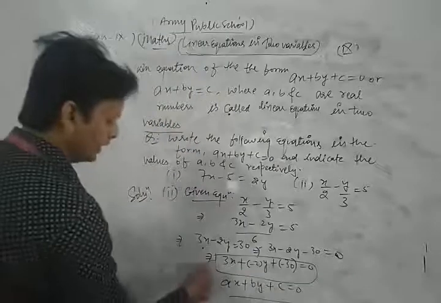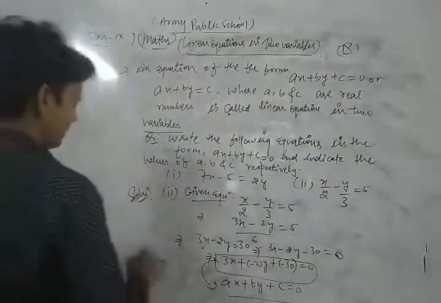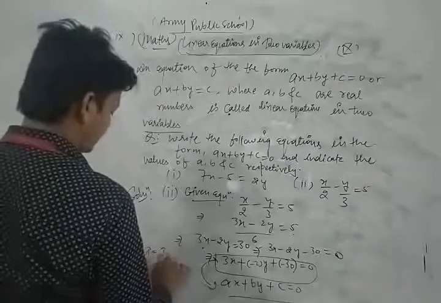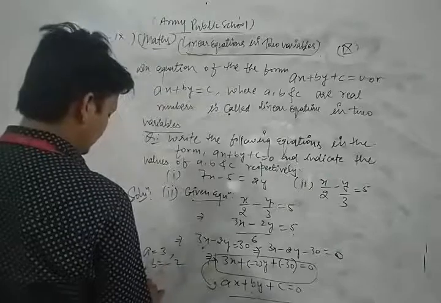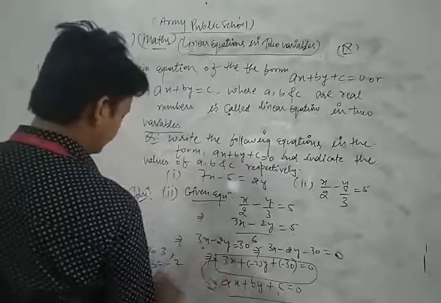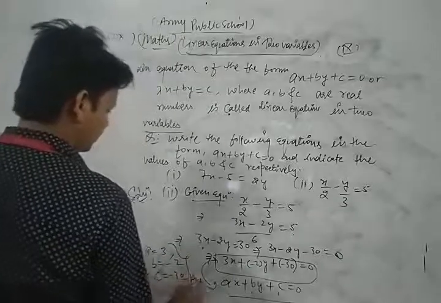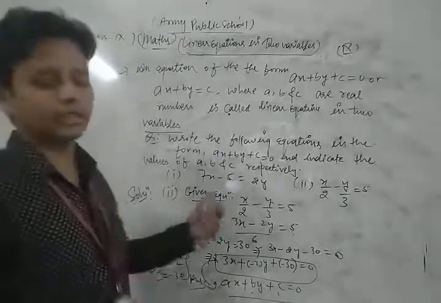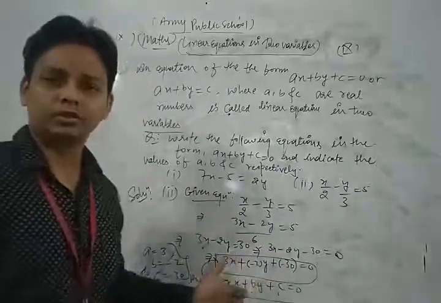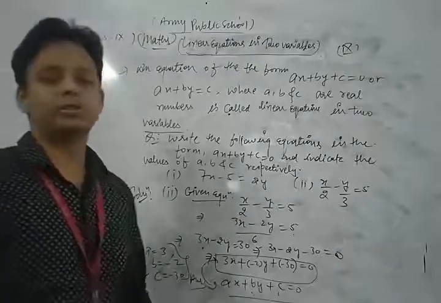Now comparing these two equations, we get the value of a is 3, the value of b is minus 2, and the value of c is minus 30. Okay, this is the required solution of the given question. Thus, dear student, in this way you can convert any given linear equation in two variables to the form ax plus by plus c.